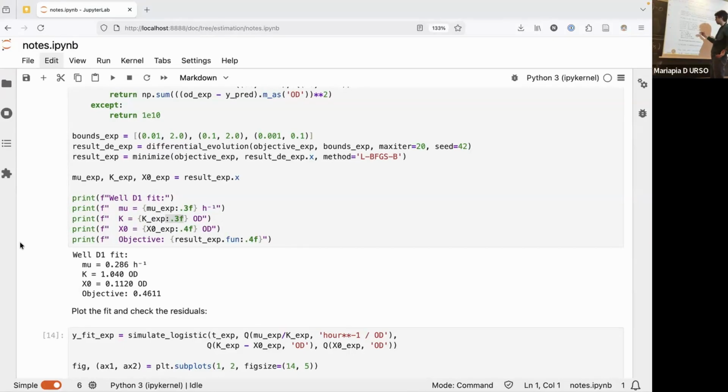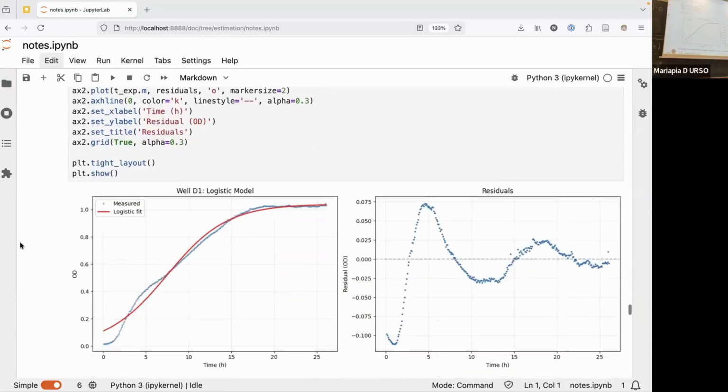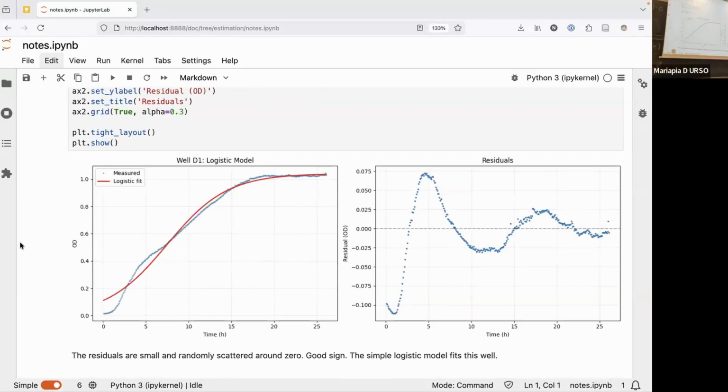And it doesn't sound completely crazy, like a plateau of around 1 OD, which isn't crazy. An initial value of 0.1 OD doesn't sound crazy. A mu, so initial growth rate around 0.3 per hour, which is absolutely not crazy. Like this, maybe around 20, 30 minutes, to guess. It doesn't sound crazy, but let's see whether it looks crazy.